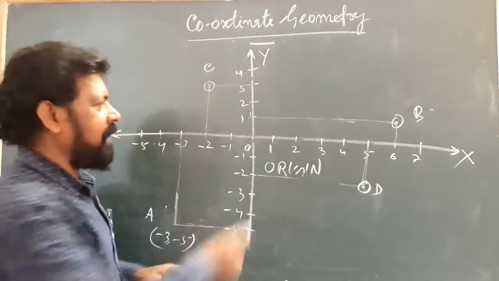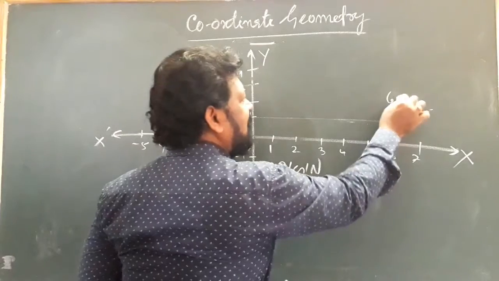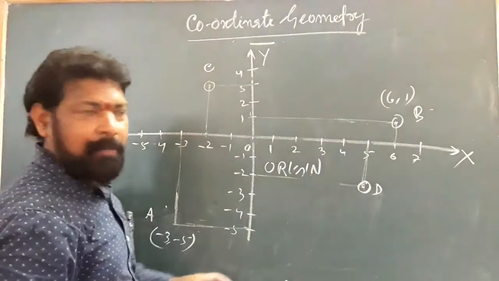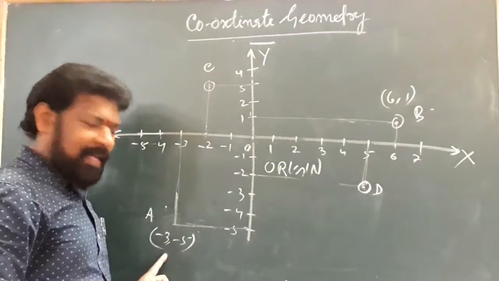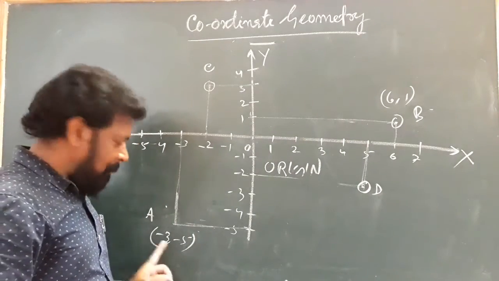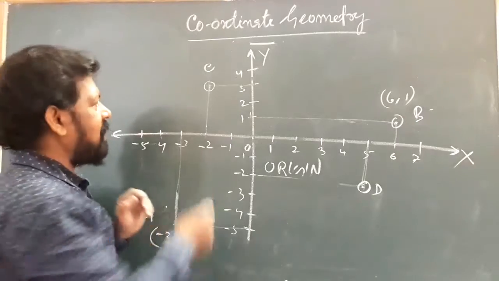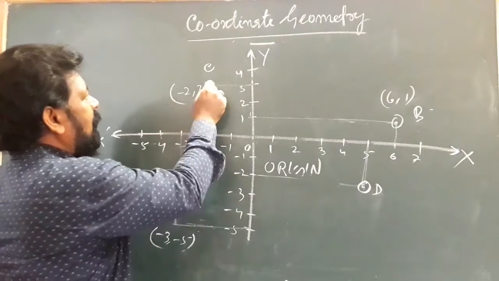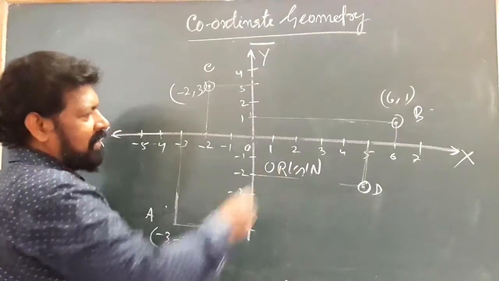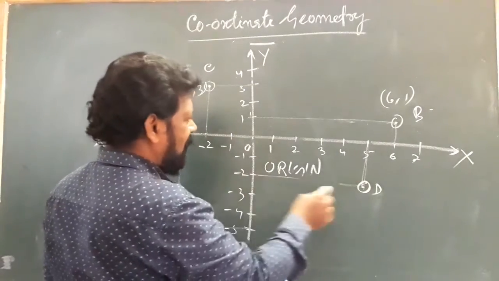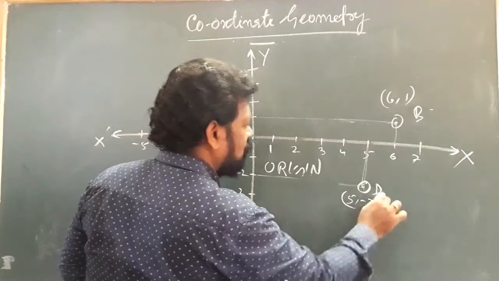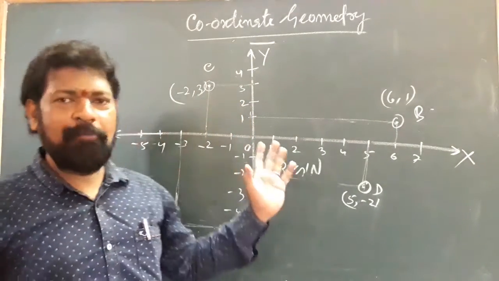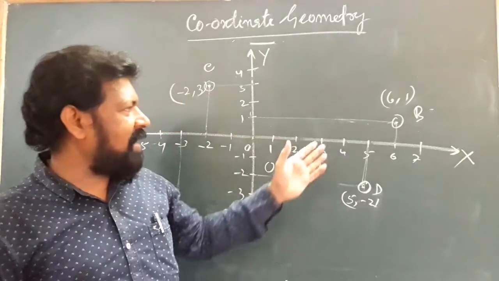Now coming to B, the address of B: abscissa x is 6 and the ordinate y is 1. So the coordinate of point B is (6, 1), and the coordinate of point A is (-3, -5). Let's come to C, that is (-2, 3). And the coordinate of D is (5, -2).